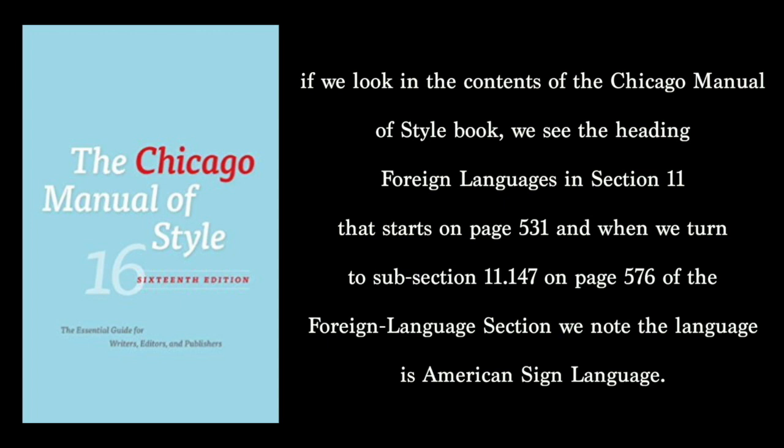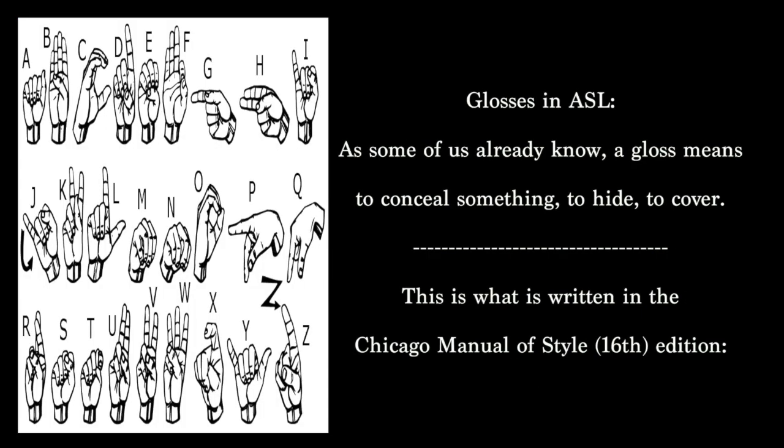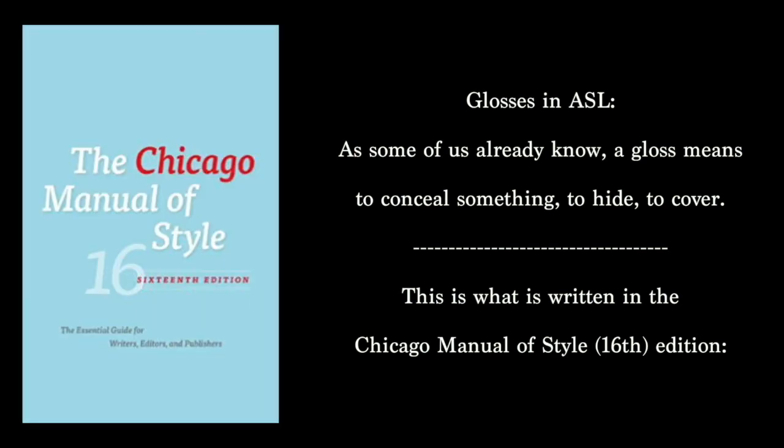And when we turn to subsection 11.147 on page 576 of the Foreign Language section, we note the language is American Sign Language. Glosses in ASL. As some of us already know, a gloss means to conceal something, to hide, or to cover. This is what's written in the Chicago Manual of Style, 16th edition.